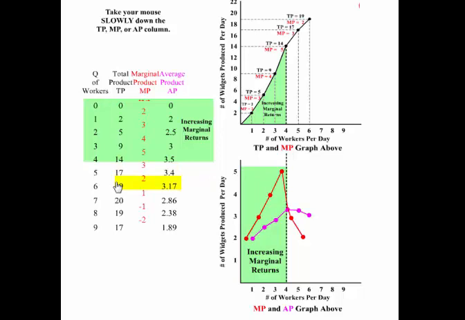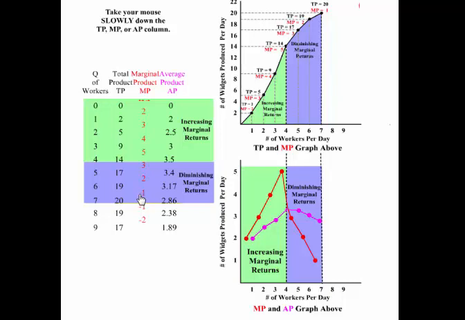As you start to hire more and more workers, do you notice that the marginal product is going down from 3 to 2, but because the marginal is below the average, it pulls the average down until you get to the 7th worker. On the 7th worker, the marginal product is 1, so the total product goes up by 1. The marginal product dropped from 2 to 1, which pulls the average then down.